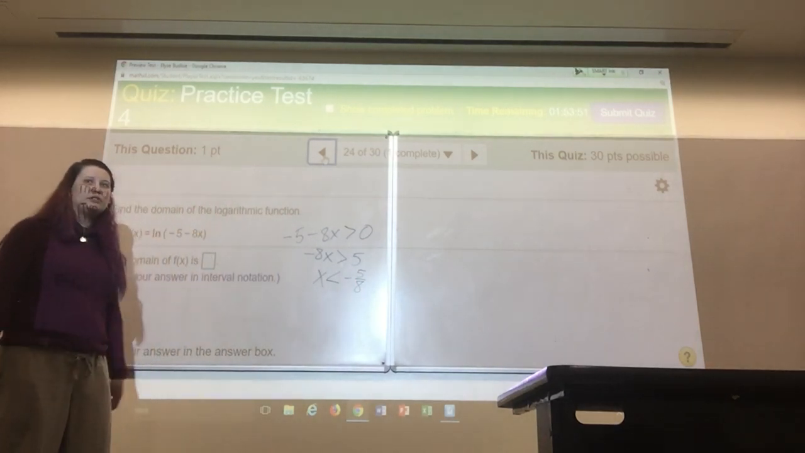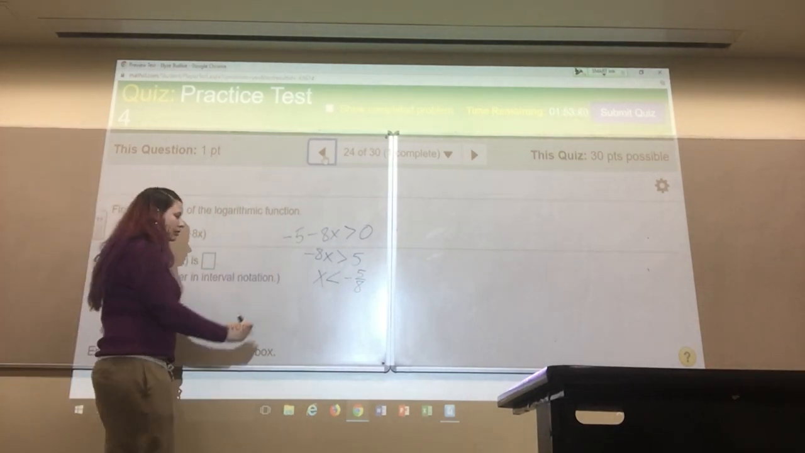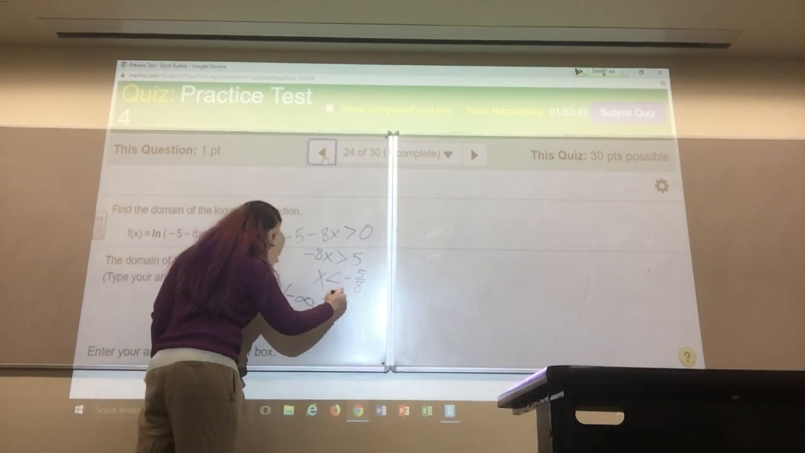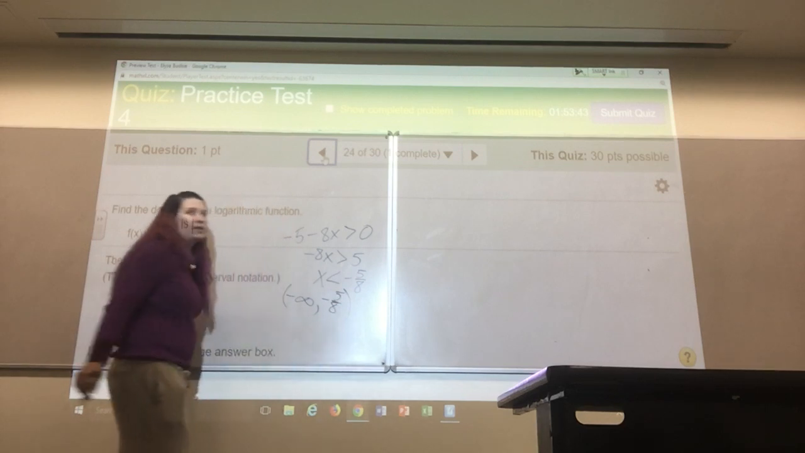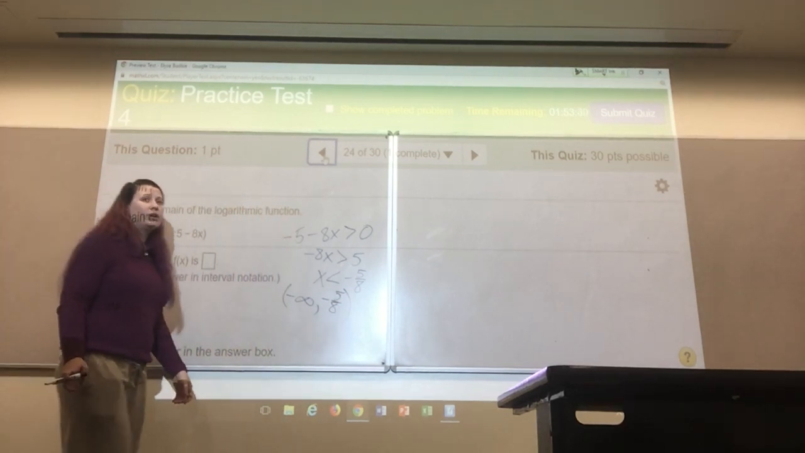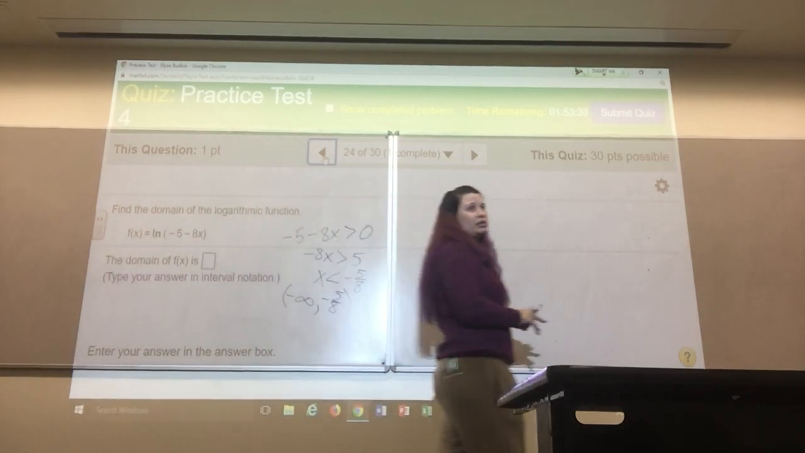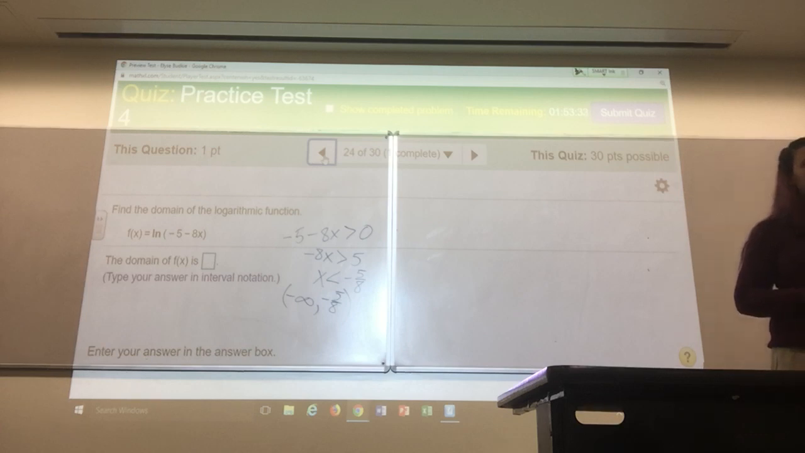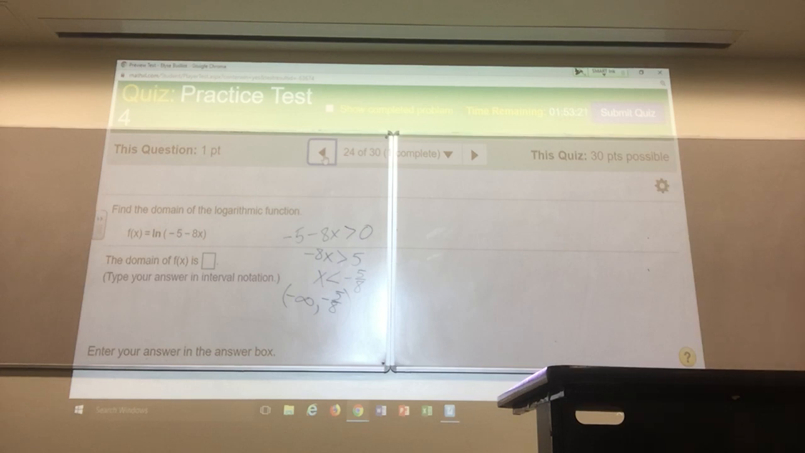So, how do we write that in interval notation? Negative infinity to negative 5/8. All parentheses, right? Domain and range for exponentials and logs are always just parentheses. You never get the inclusive on the ends. Okay? Because it's either always infinity or the number that's where the asymptote is. Okay? All right.